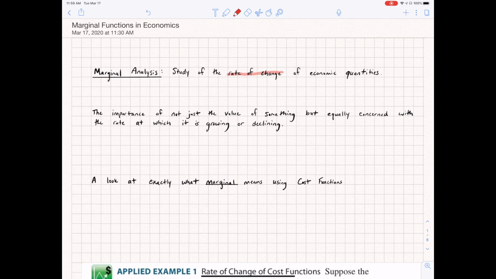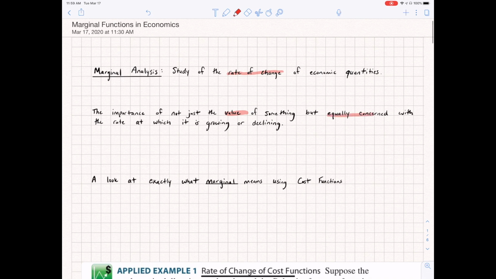And when we look at economics and this marginal idea of an economic analyst or even a business analyst, really any kind of social science, we're not just concerned with the value that something is right now, but we're equally concerned with how it's changing. In other words, are we growing or are we declining at this exact moment? And that's where this language of rate of change is really important, and we'll make that connection with what that means in terms of marginal.